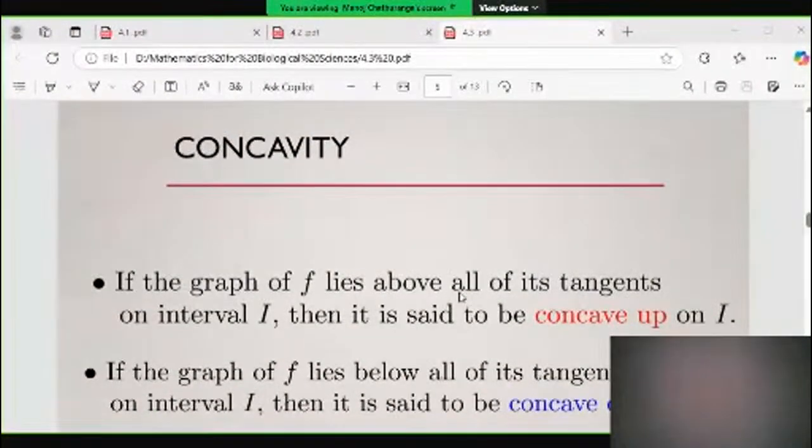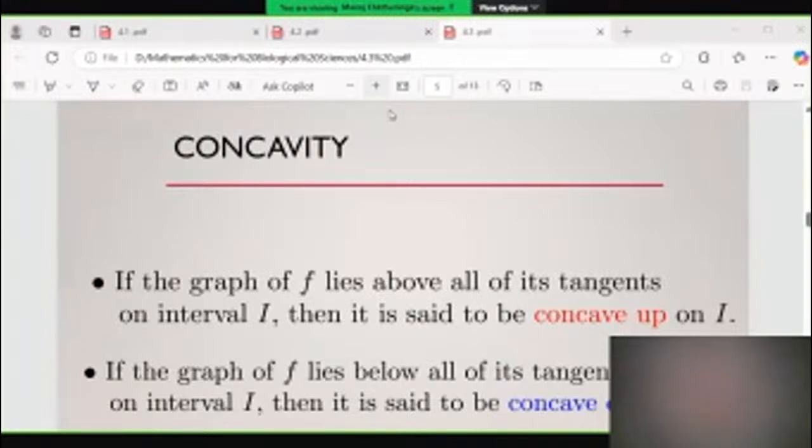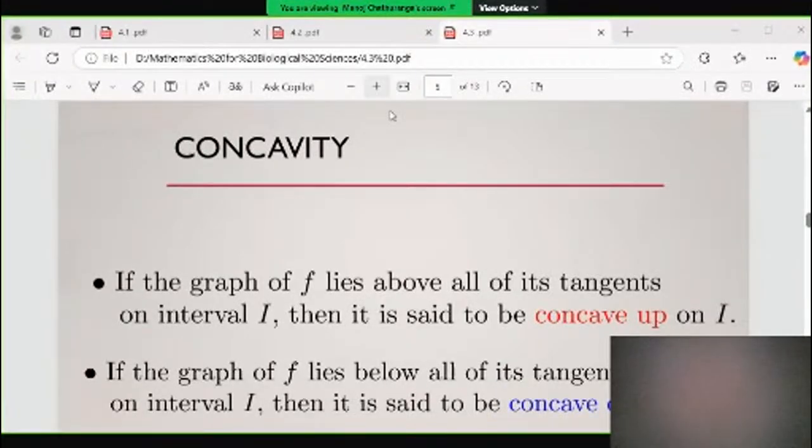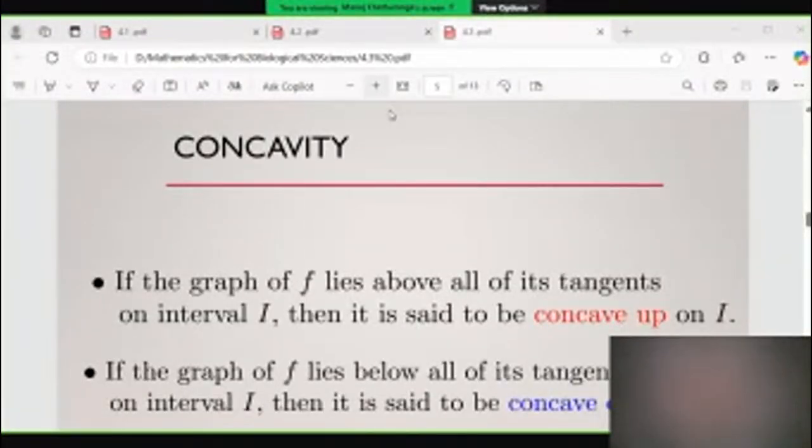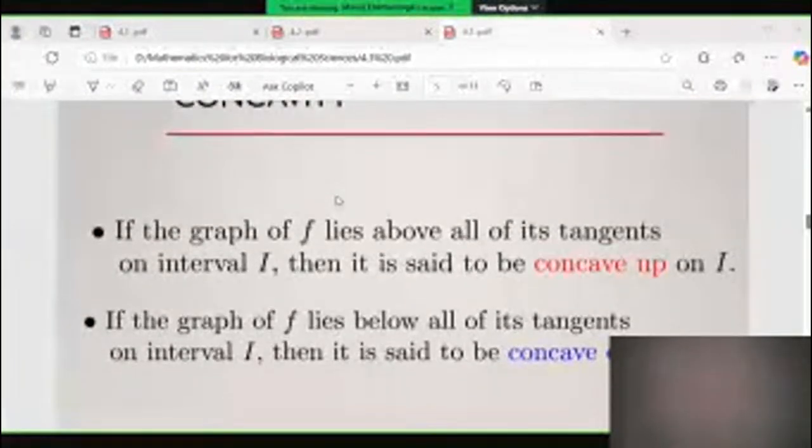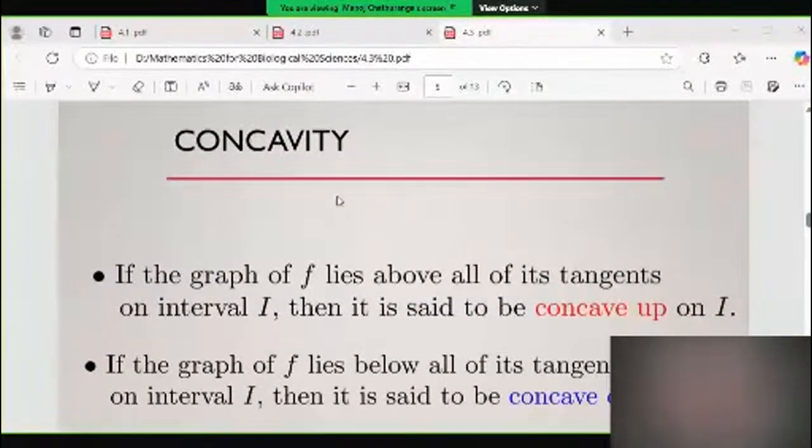So our next topic is also important. Concavity. Concavity is a really good parameter that determines the shape of a graph. So let's talk about this. Concavity. There are two types of concavity. Concave up or concave down.